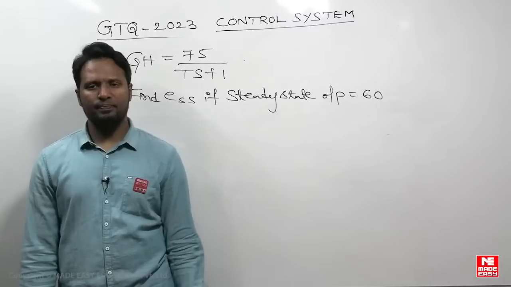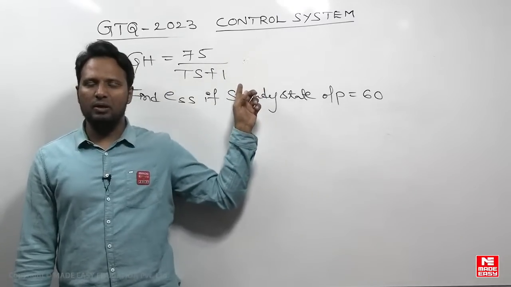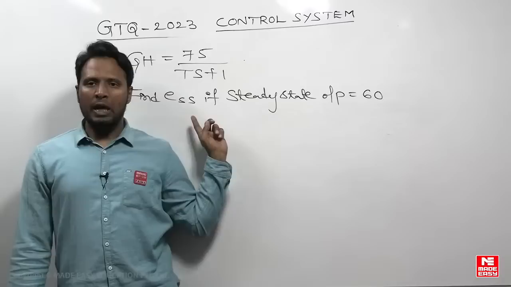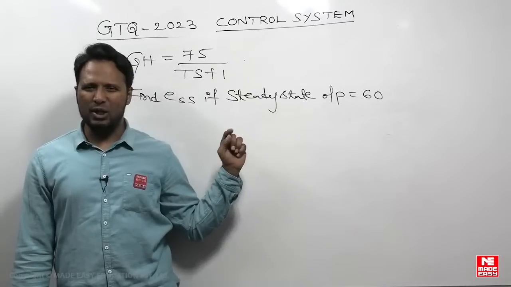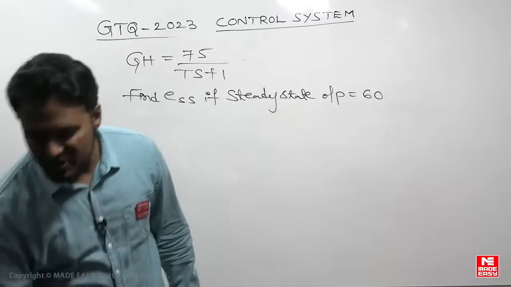Try this question. Open loop transfer function of a system is 75 upon Ts plus 1. Question is to find the steady state error of this system if the steady state output of the system is 60.